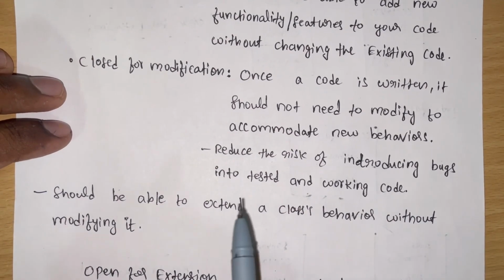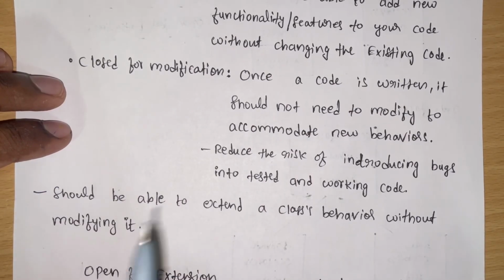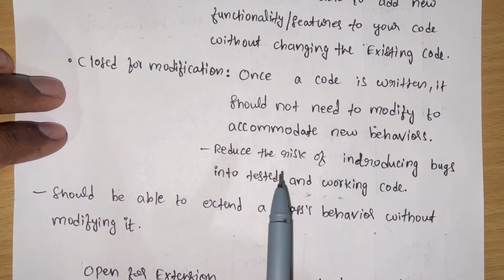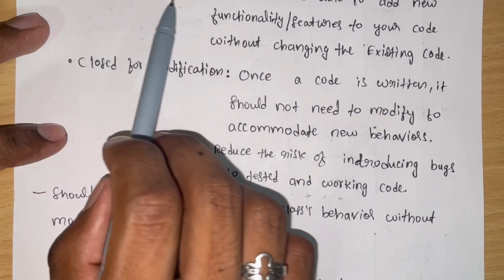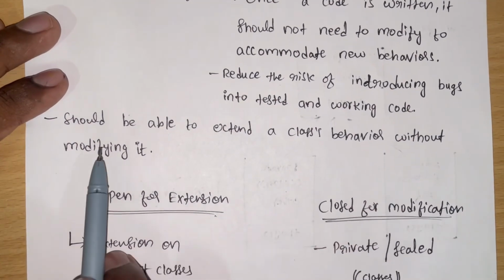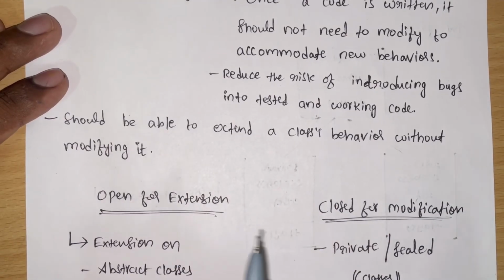That means once you have written the code which is already tested and working well, you should not modify it. You should add additional features using the extension points. We will be discussing this in detail with an example. So you should be able to extend a class's behavior without modifying it.